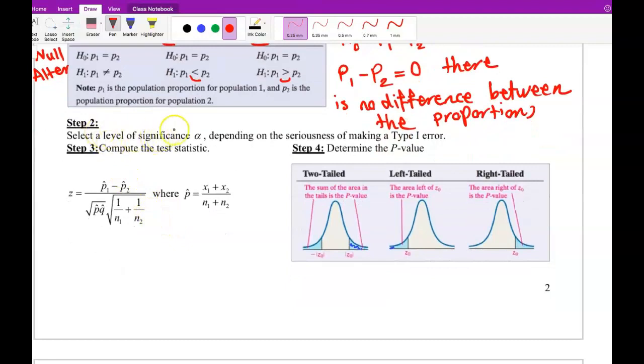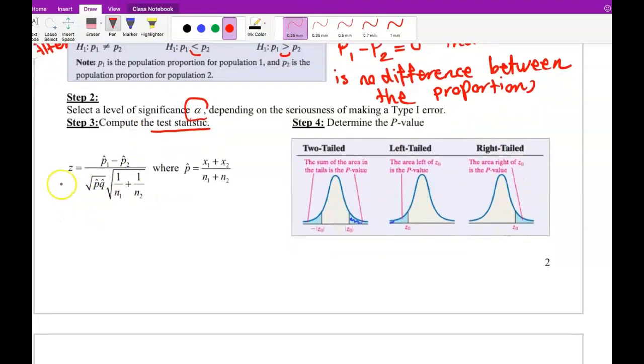Okay, then step 2, finding what alpha is. Alpha was the level of significance, and that depends on the seriousness of making a type 1 error. Then step 3, compute the test statistic. What that means is finding Z.